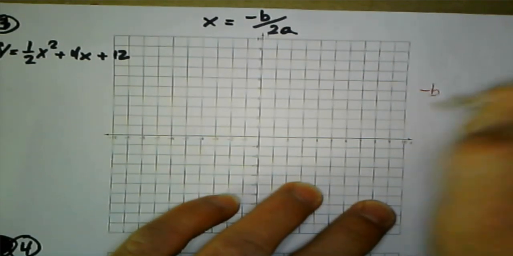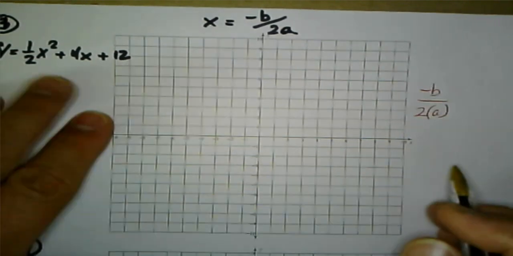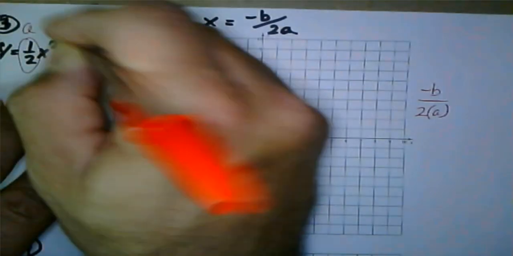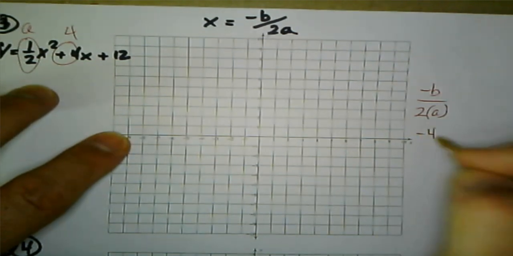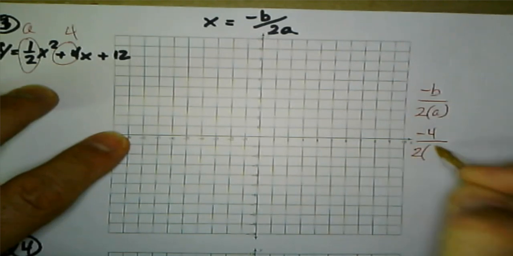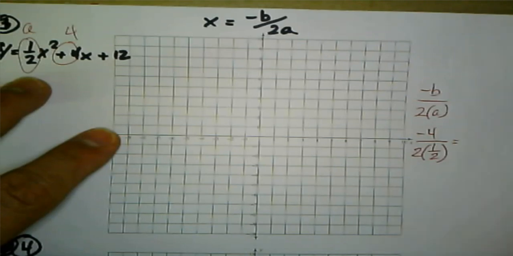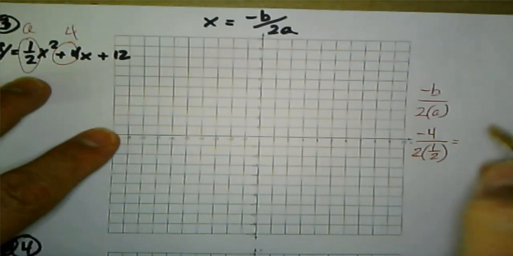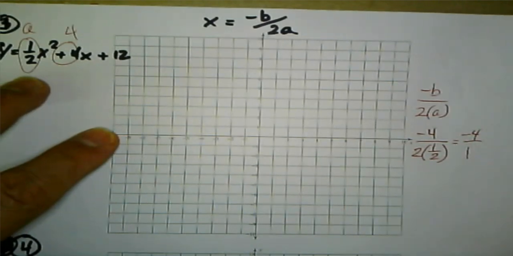All right, -b over 2a. So the a is the half, the b is the 4. So opposite of b is -4, because it's opposite of it. 2 times half. That's an easy one to enter into your calculator, because believe it or not, 2 times a half is, anybody? 1.